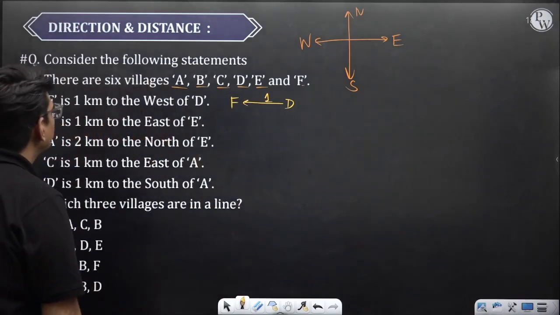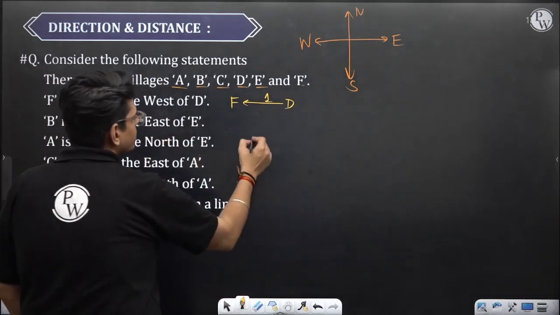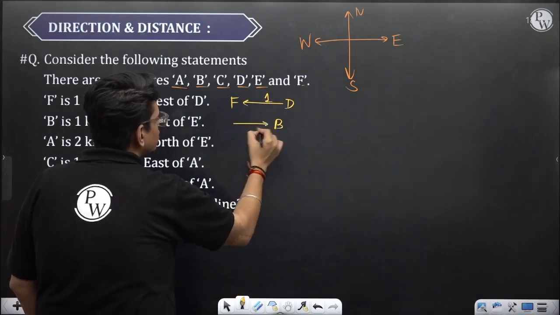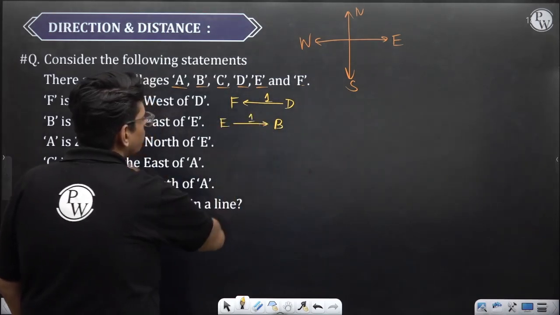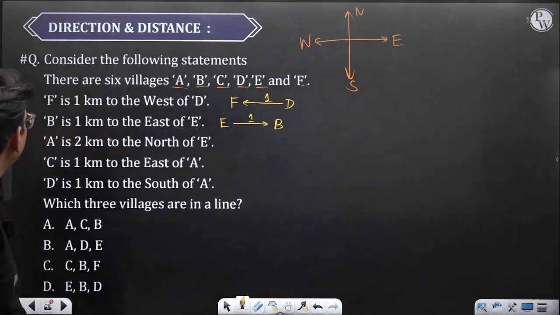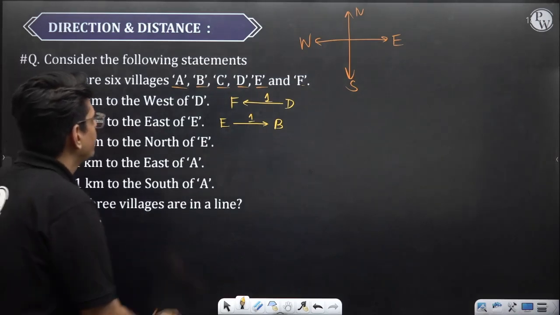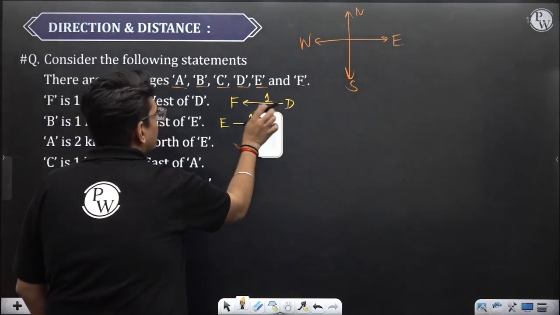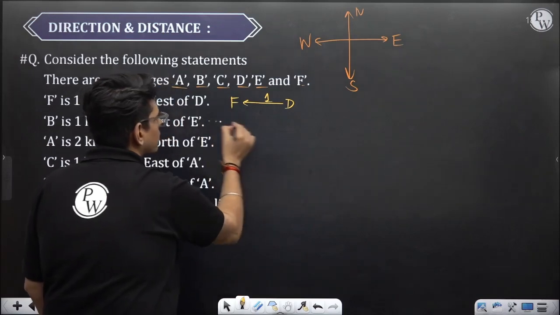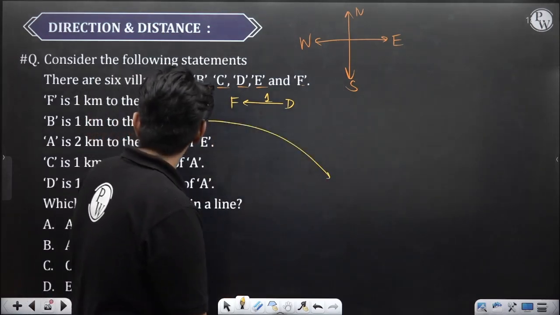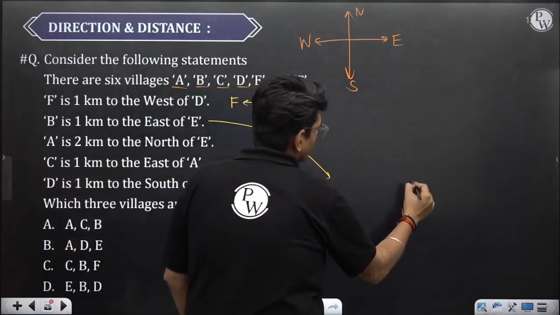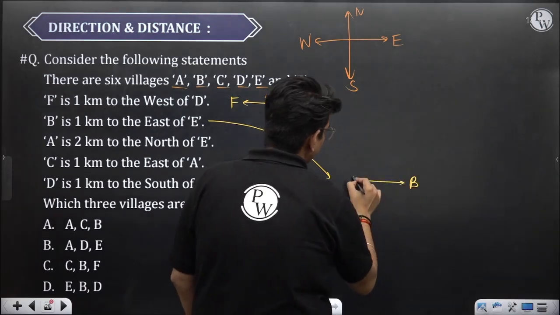B is 1 kilometer to the east of E. This statement is, B is east of E. This is also 1, okay. A is 2 kilometers to the north of E. So let's make this statement here, right? Okay, this was given. B is 1 kilometer to the east of E.